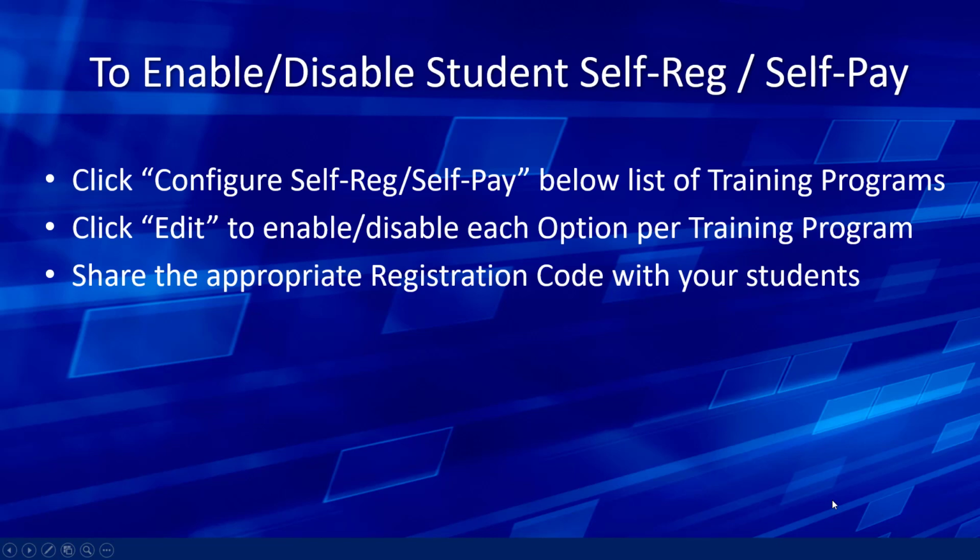To enable and disable the student self-registration and self-payment, there's a new button you'll find in the bottom of your list of training programs called Configure Self-Reg or Self-Pay. Now again, if the state director has only enabled self-payment, that's the only option you'll have, or maybe the state director has only enabled self-registration, that's the only option you'd have, or maybe the state director has enabled both.